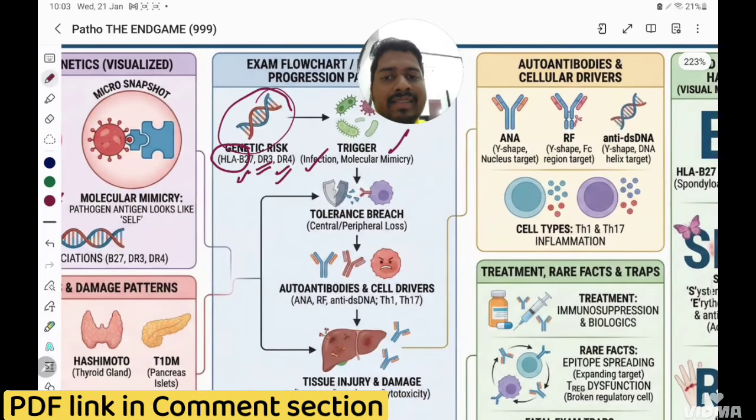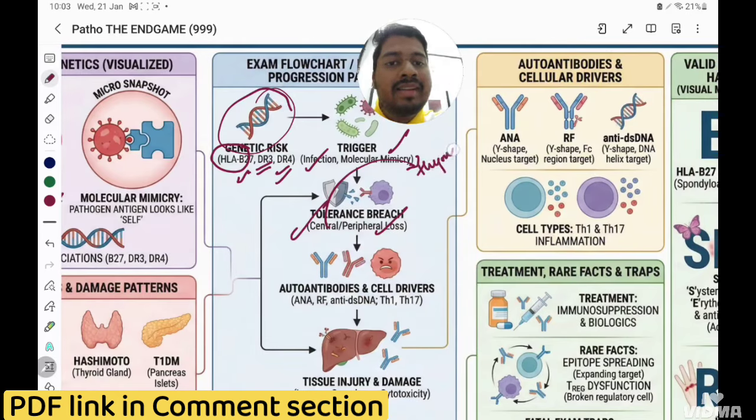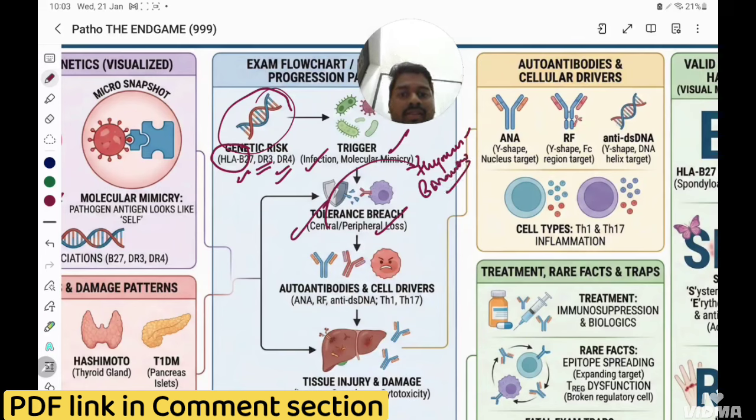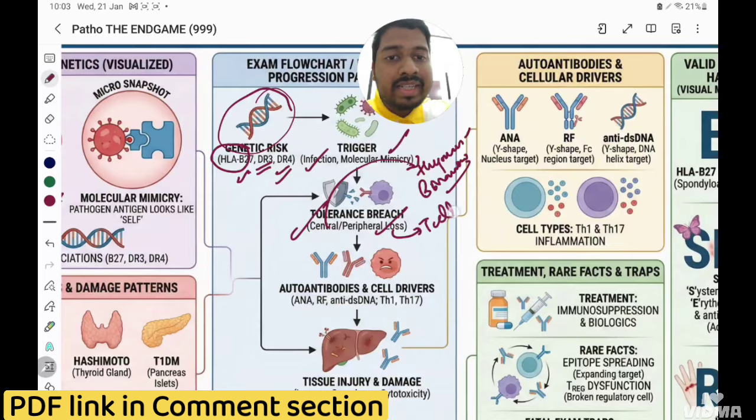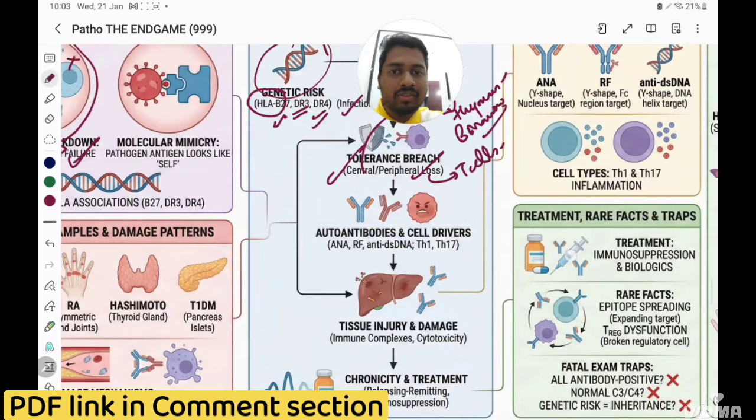This can be either central loss of tolerance or peripheral loss. Okay, central means the factory from where T cells are produced, that itself is problematic. So it can be either the thymus or the bone marrow. Any defect in these causes central tolerance breakdown. Okay, peripheral is in the form of T cells, or through defective pathways like apoptotic pathways. Such features are related to peripheral loss of tolerance.